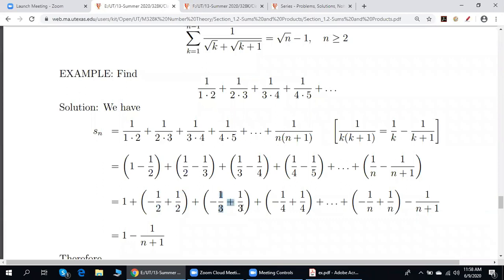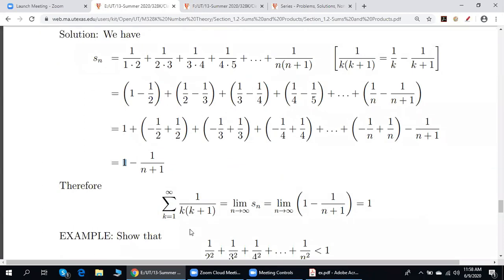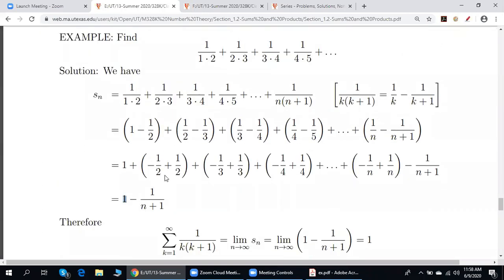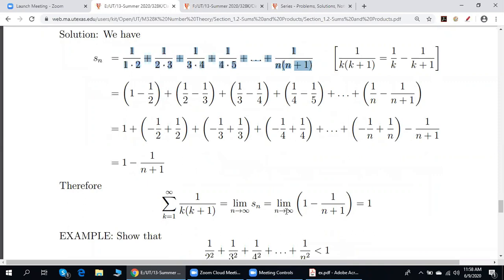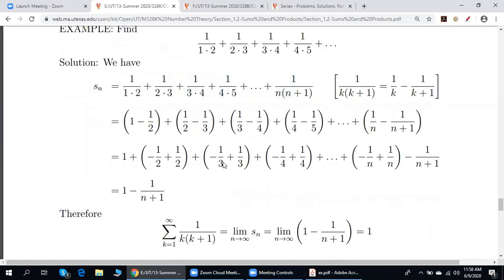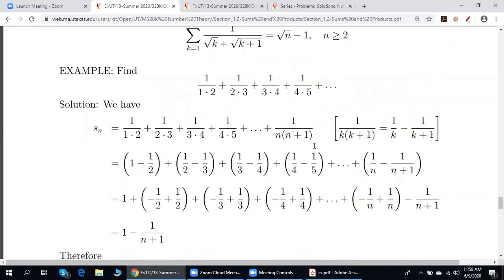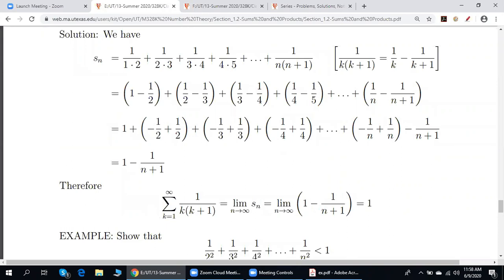Observe that after that, similar to this situation, most terms get cancelled. This is 0, and so on. This is 0. What is left is just the very first term, which is 1, and the very last term, which is 1 over n plus 1. Finally, as n is finite, by calculus, when n goes to infinity, this term goes to 0. Conclusion, this infinite sum is equal to 1.